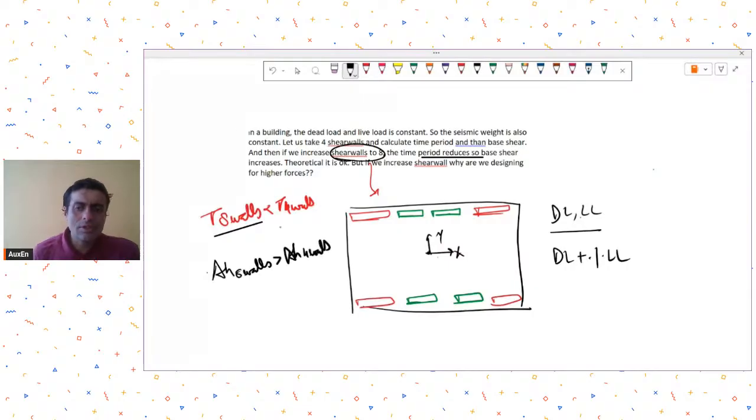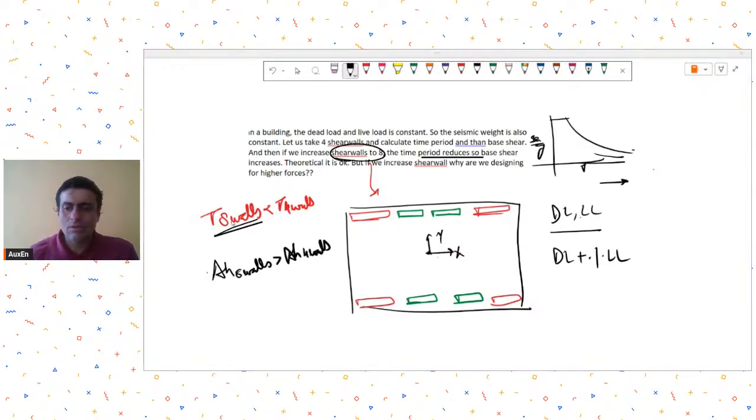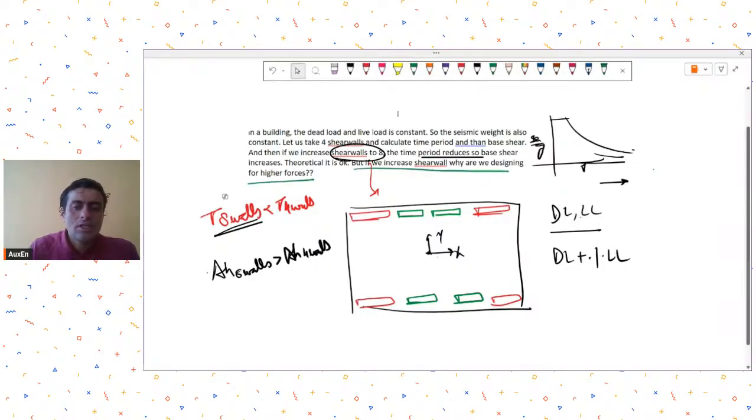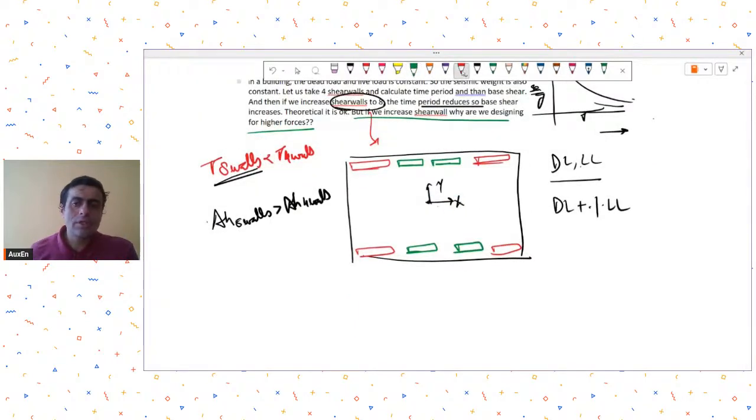Why so? Because generally we know that the SA by G curve with respect to the time period of your structure is like this. So with increasing time period, the SA by G reduces, or the spectral acceleration reduces. So for shorter time periods or for stiffer structures, you will have greater values of AH. So for 8 walls, you will have greater value of AH. So now his question is, if we increase shear wall, why are we designing for higher forces? He's saying that we are putting 8 walls, then why are we penalizing ourselves by designing for higher forces?